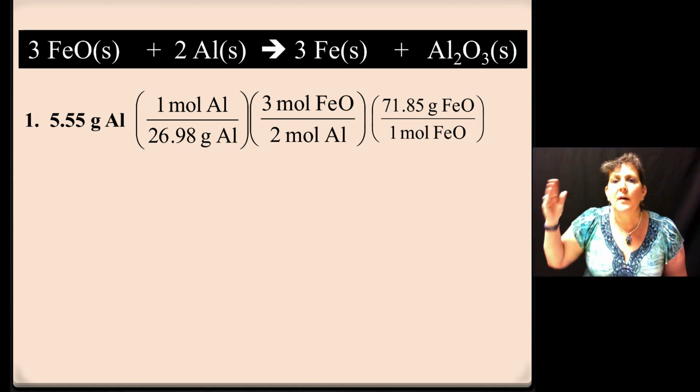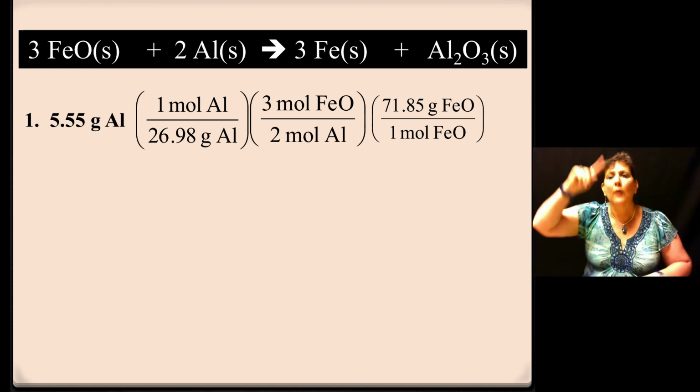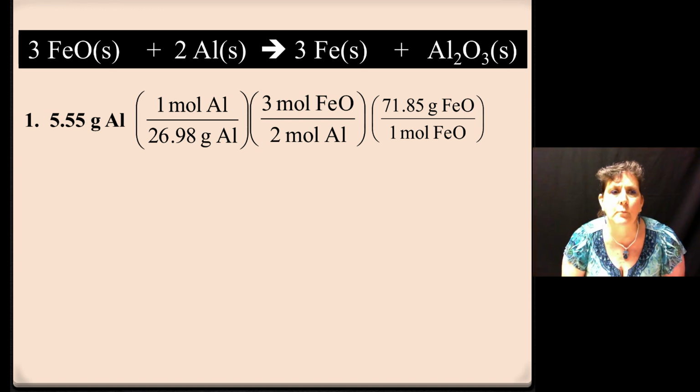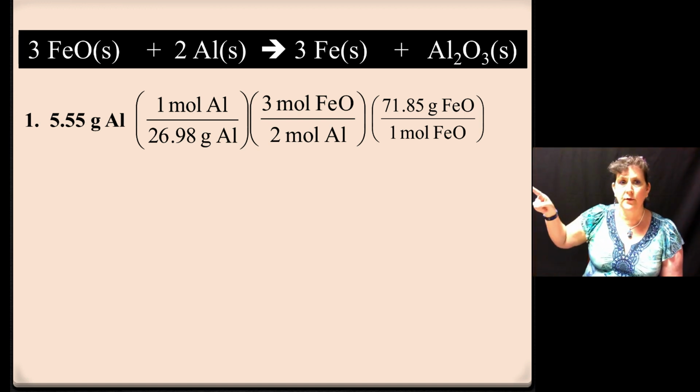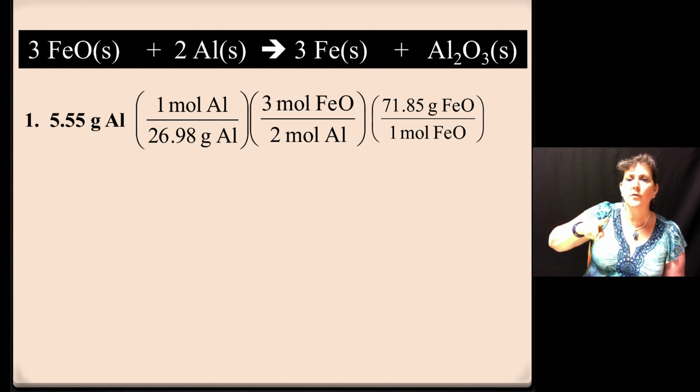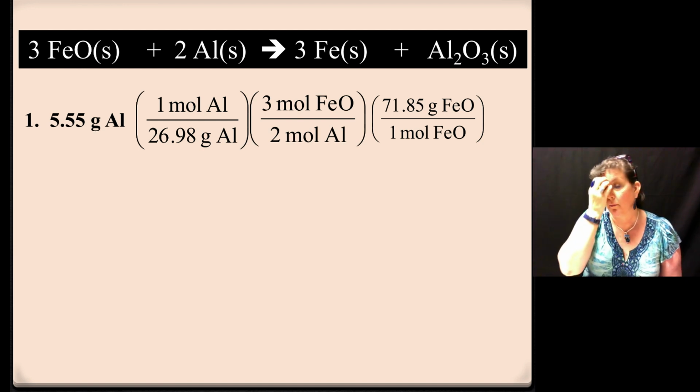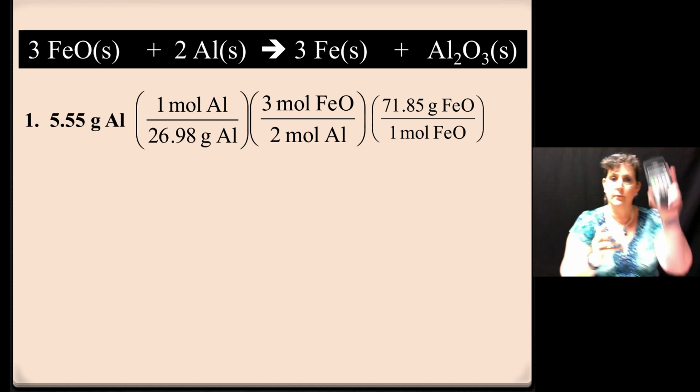So we needed moles of FeO on the bottom, so it'll cancel out. So the grams is on top. Look at what we got now. Grams of aluminum cancel. Moles of aluminum cancel. Moles of FeO cancel. We're left with grams of FeO. We're ready to put this into our calculator. Let's go.